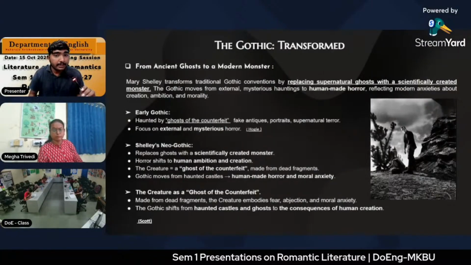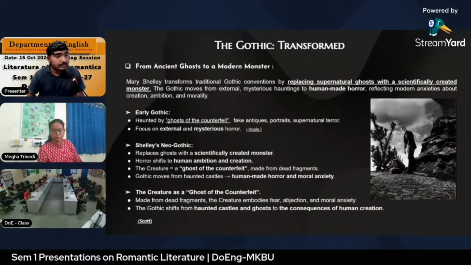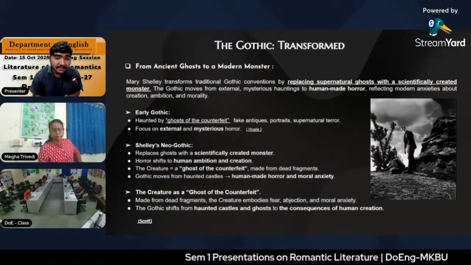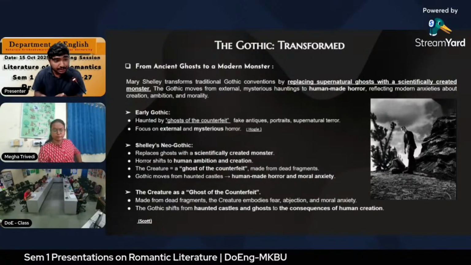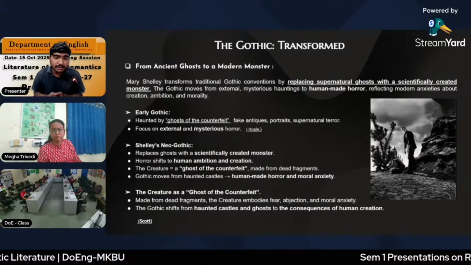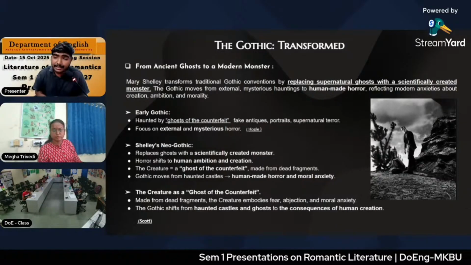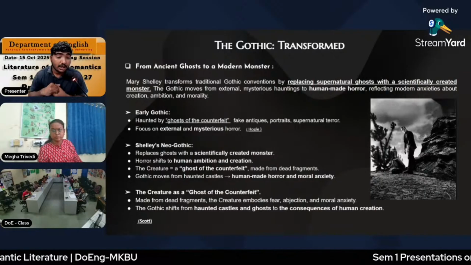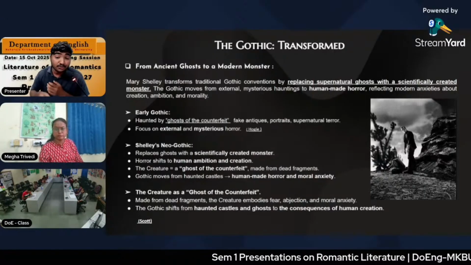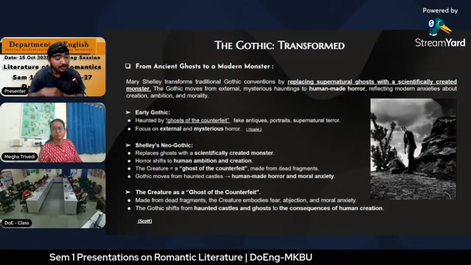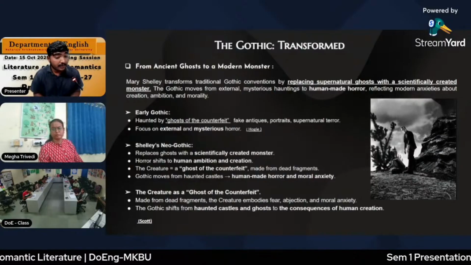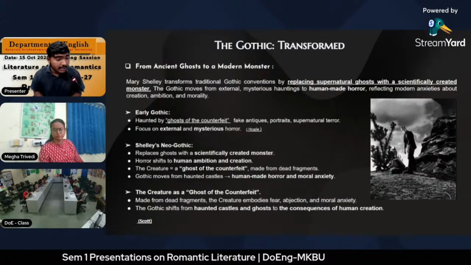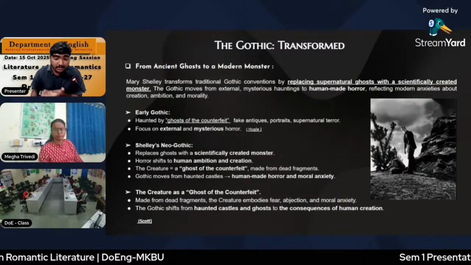The Gothic transformed. From ancient ghost to modern monster, Mary Shelley transformed traditional Gothic convention by replacing the supernatural and ghost with a scientifically created monster. Gothic moved from external mysterious hauntings to human-made horror, reflecting modern anxieties about creation, ambition, and morality. Early Gothic was haunted by ghosts, counterfeits, fake antiquities, portraits, and supernatural terrors, and focused on external and mysterious horrors. The creature is a ghost of counterfeits made from dead fragments, a creature of emotion, objection, and moral anxieties. The Gothic shifts from haunted castles to the ghost of the conscience of human creation.